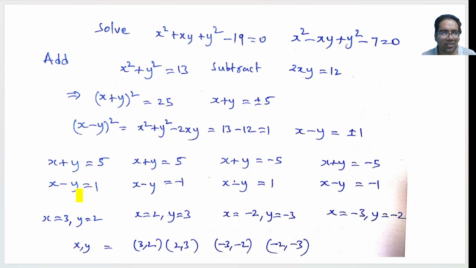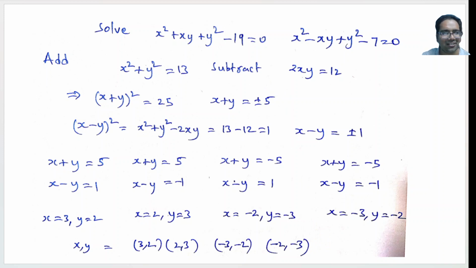If we solve this, 2x becomes 6, x equals 3, and y automatically becomes 2. In this set, 2x is 4, x equals 2, y equals 3, because 2 plus 3 is 5. In this set, 2x equals −4, x equals −2, and y equals −3. Similarly, x equals −3 in this, and y equals −2. So we have (3, 2), (2, 3), (−3, −2), (−2, −3). That is the solution. We have four solutions for these two equations.